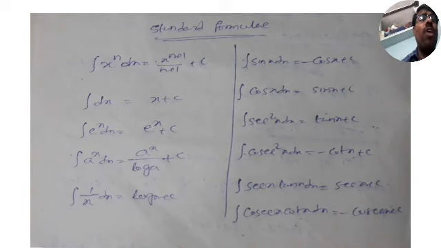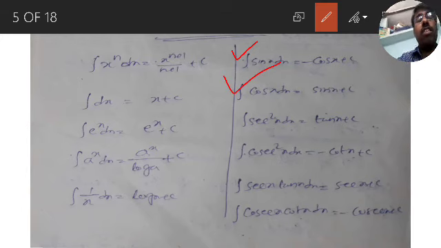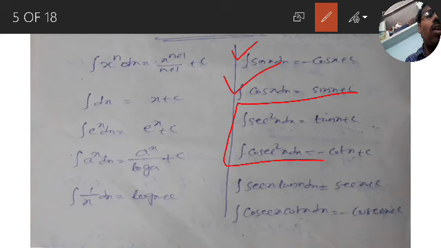Now in the standard formulas we have only these two, integration of sin x and integration of cos x. We already learnt in the previous class that integration of tan x is log of sec x, integration of cot x is log of sin x, integration of sec x is log of sec x plus tan x, integration of cosec x is log of cosec x minus cot x. Next, integration of sec square x is tan x plus c, integration of cosec square x is minus cot x plus c. You have only these two.